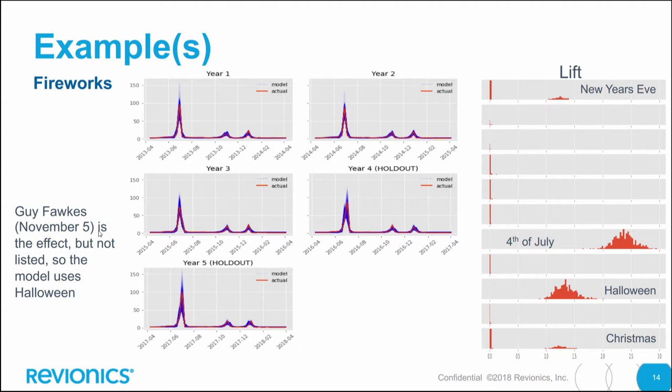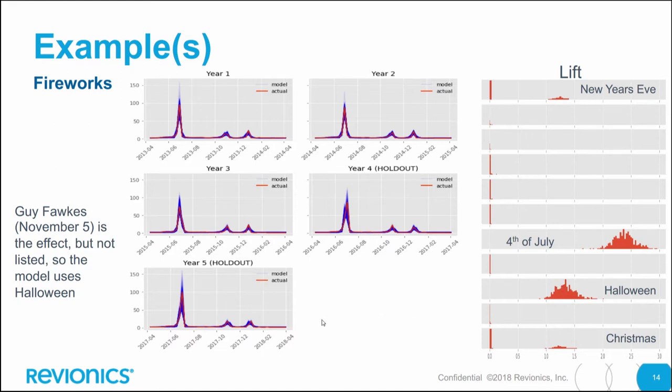The second one is actually this Guy Fawkes day that I didn't know about. It's on November 5th. I'm American, if you couldn't tell. And we didn't have that on our official list, so it tries to fit it with Halloween. And because we have the location parameter, it's basically saying this is Halloween plus a week or whatever.